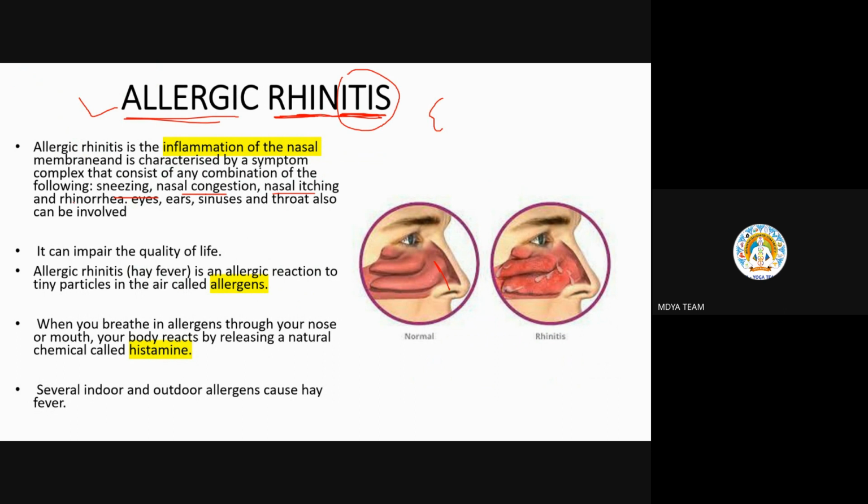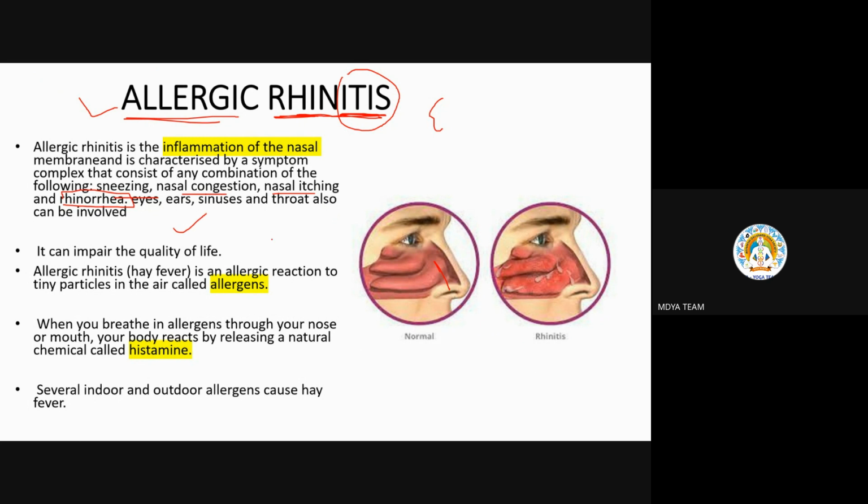itching, rhinorrhea. What does rhinorrhea mean? Anyone know? Rhinorrhea means runny nose. Also eye, ear or throat pain, headache, and many other symptoms. This inflammation in your nasal passage will lead to certain symptoms, and these symptoms are exactly the symptoms of allergic rhinitis. So these symptoms can be called allergic rhinitis.